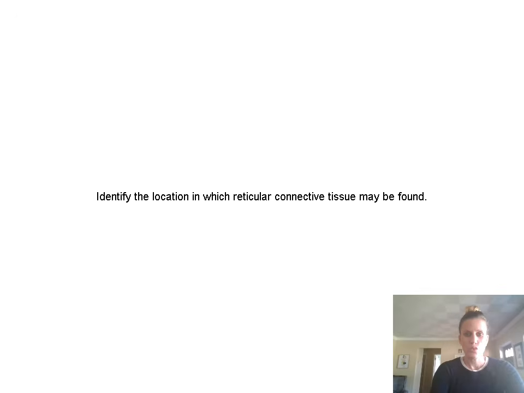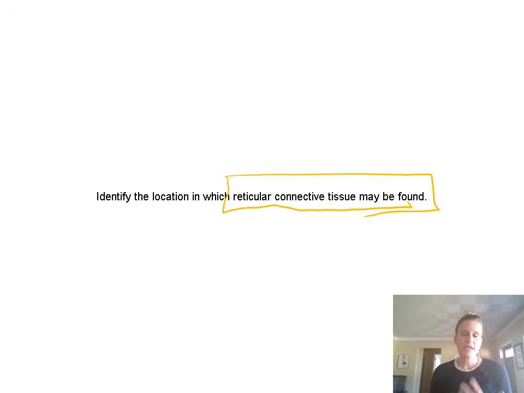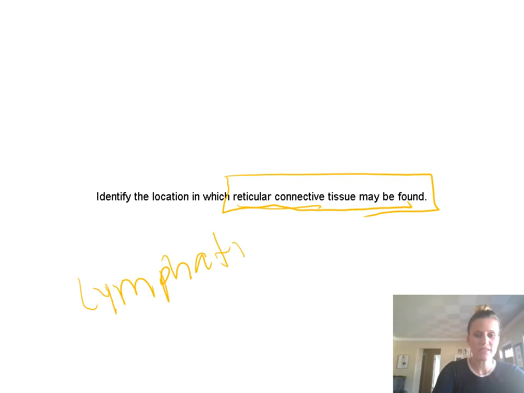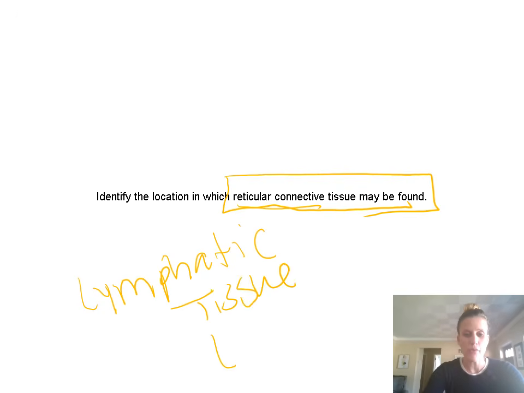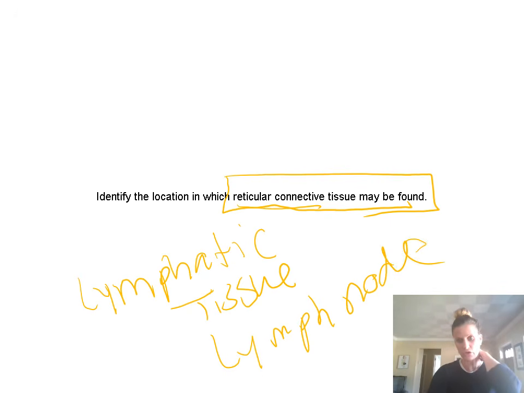Identify the location where reticular connective tissue is found. Reticular connective tissue is kind of special. It has a bunch of reticular fibers in it, and it happens to have a bunch of lymphocytes present, and those are white blood cells. We find reticular connective tissue a lot in the lymphatic system. So you could say lymphatic tissue, which is closely related to the immune system, or you could say a lymph node. When we look at the lymph nodes, we see a lot of reticular connective tissue.